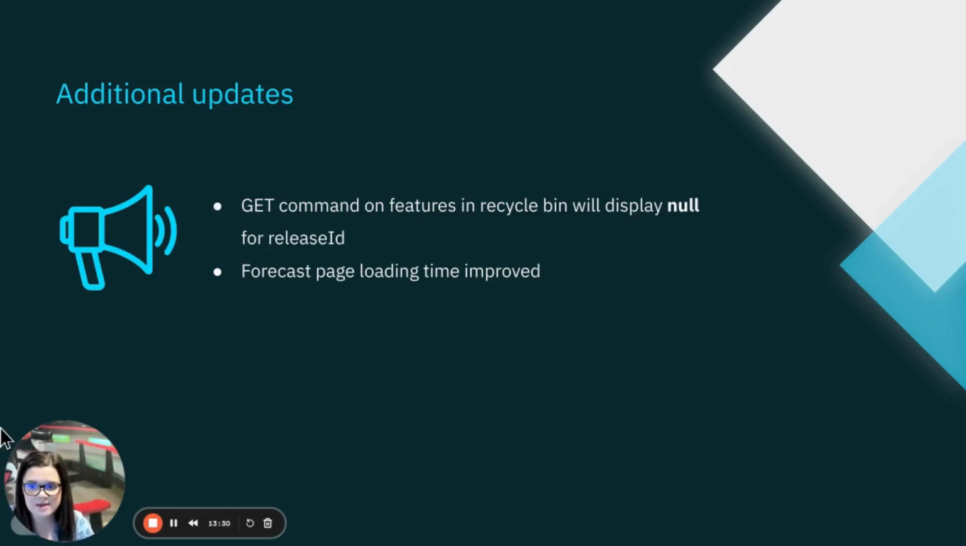An update to the API 2.0. When running the get command on features inside the recycle bin, the release ID will now return as null. This will ensure consistency across all work items, as the release ID previously returned as -2, again for those features that are in the recycle bin. Additionally, the forecast page has had a performance improvement. Going forward, the load time will be 100% faster when working with program increments that contain more than 10 teams.